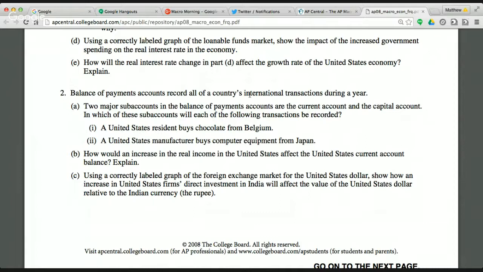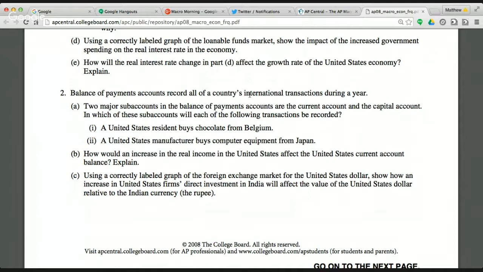All right. The United States resident buys chocolate from Belgium. Got it that time. Current or capital? Current. That is an import, right? You would have to write current account, or I guess you could just write current. All right, that's a point. Move on. It's part of the current account. All right. Bonus: is it a deficit or surplus?